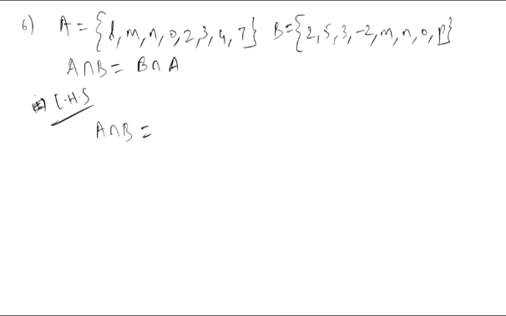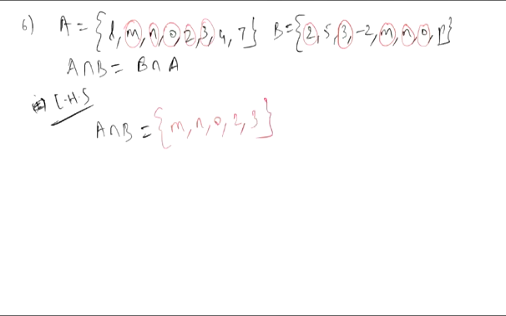Okay, take another color. Is L a part of this? No. Is M there? M is there. Is N there? N is there. Is O there? Yes, it is. Is 2 there? Yes. 3, yes. 4 is not there. 7 is not there. Okay, so this is your A intersection B set: M, N, O, 2, 3.